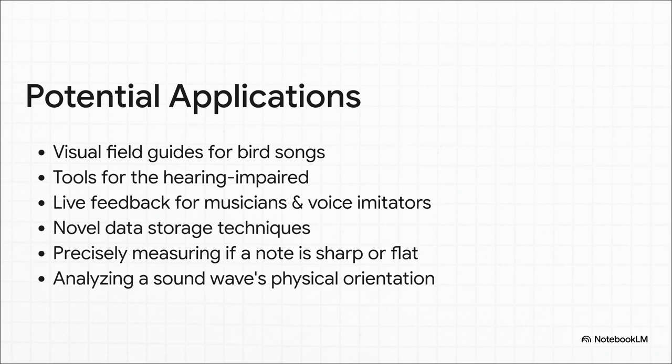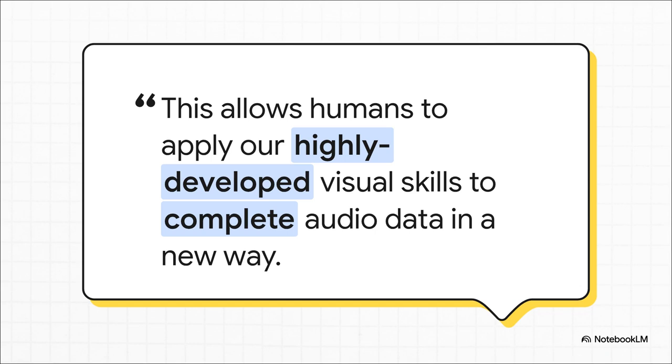Imagine visual field guides where you could see the difference between two similar bird songs, or new tools to give the hearing impaired a much richer picture of the sounds around them. Think about musicians getting instant, perfect feedback on whether they're sharp or flat. You could even use it to analyze how a sound moved through space. It's wild. And you know what the best part is? This isn't science fiction. The processing is so fast that it only takes about a third of the sound's actual time to create the image in real time, which means this technology is ready for the phone in your pocket today.